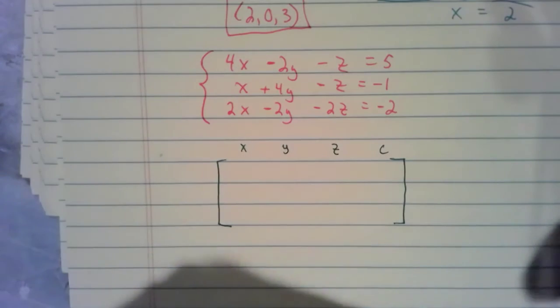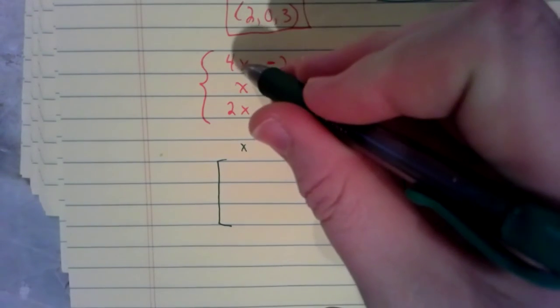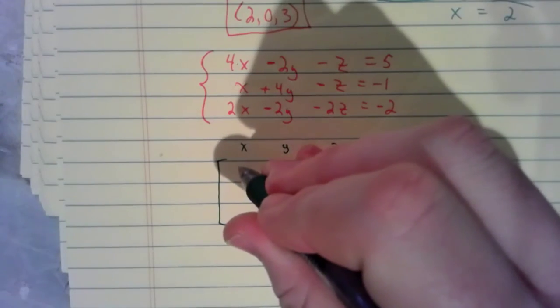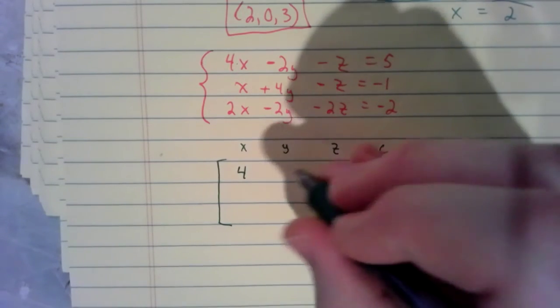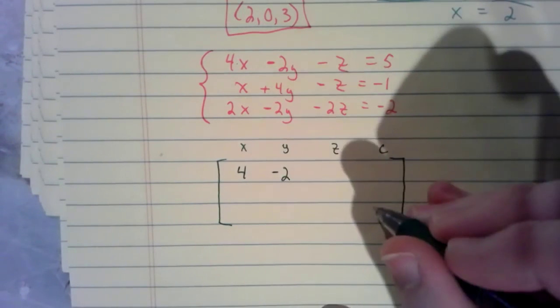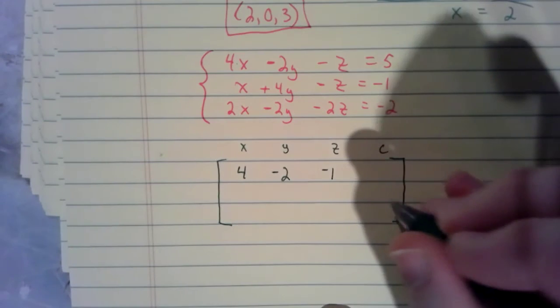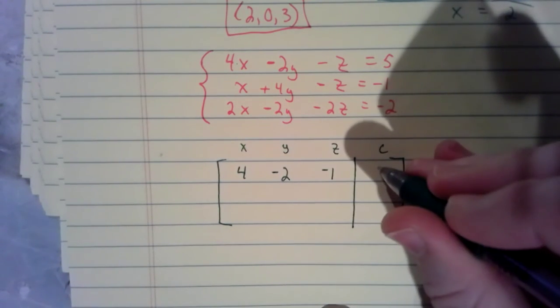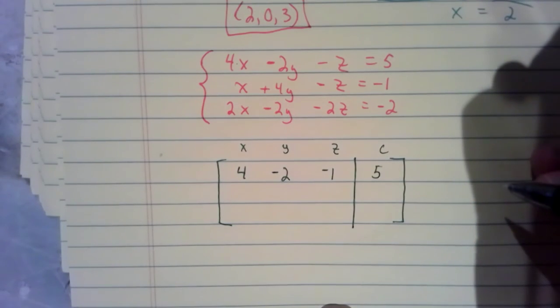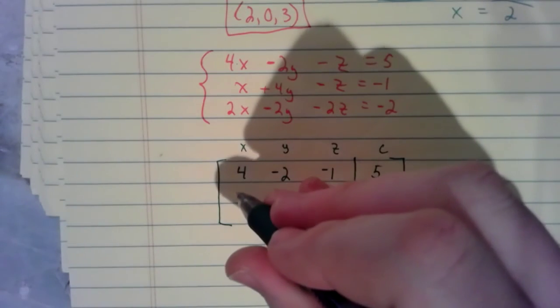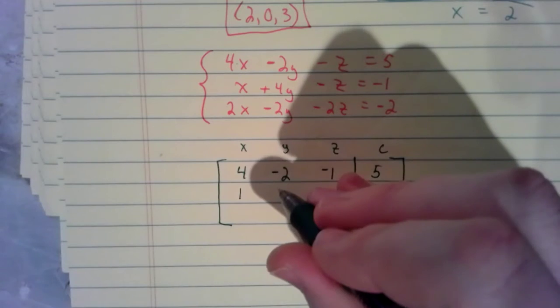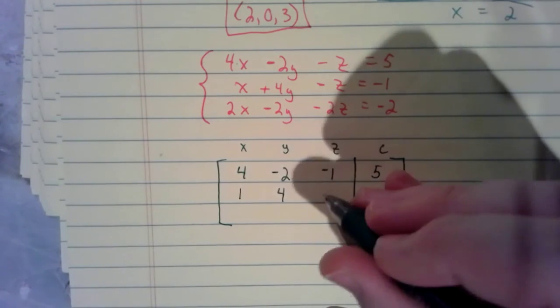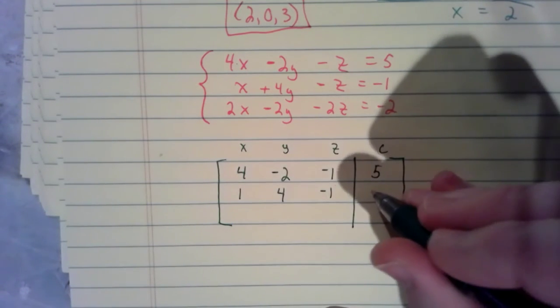Now I actually don't have to put in the variables. I just have to put in their coefficients. So this first equation, the coefficient of x is 4. The coefficient of y is negative 2. And the coefficient of z is negative 1. Now because this is an augmented matrix, there's actually a bar here. And the other side of that equal sign is 5. For the second equation, coefficient of x is 1. Coefficient of y is 4. Coefficient of z is negative 1. And over here we get negative 1.